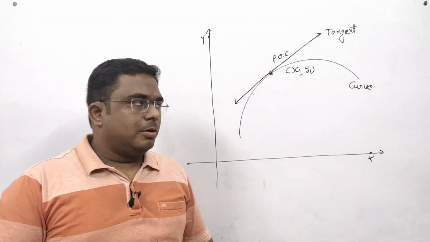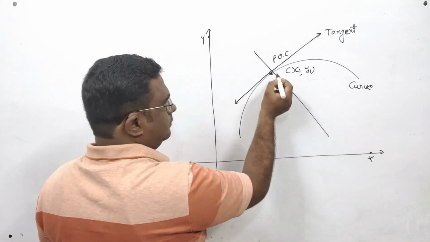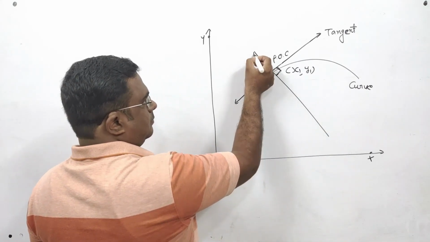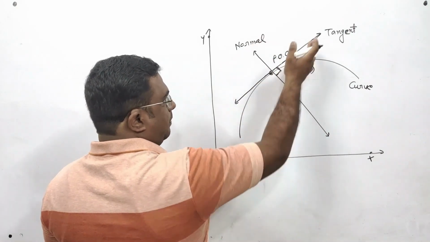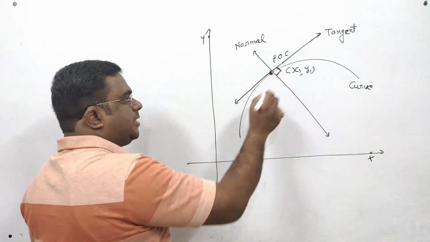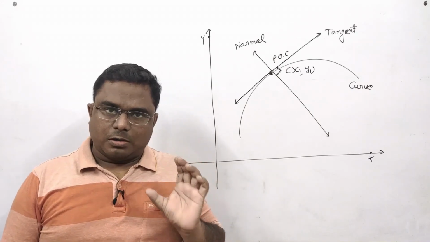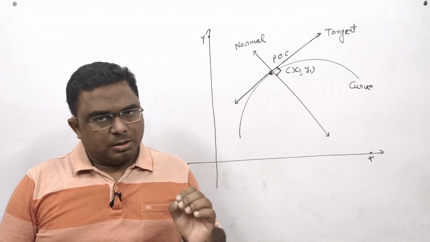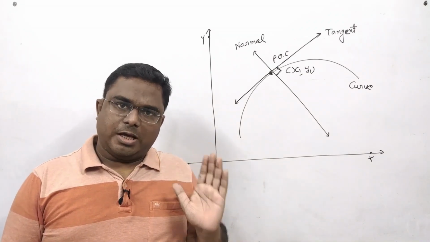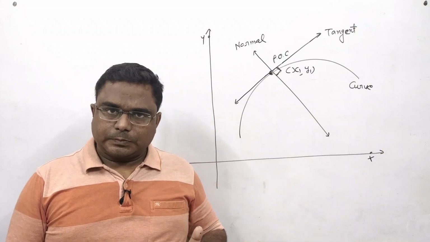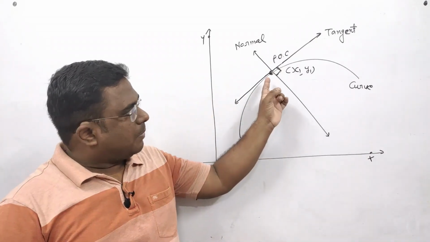And now what is normal? Simple. Normal is a line perpendicular to the tangent and passing through the same point of contact. So let us define once again. Tangent to the curve at a given point is a line which meets the curve only at one point, and that point is known as point of contact. Now what is normal? Normal is simply a line which is perpendicular to the tangent and passing through the same point of contact.